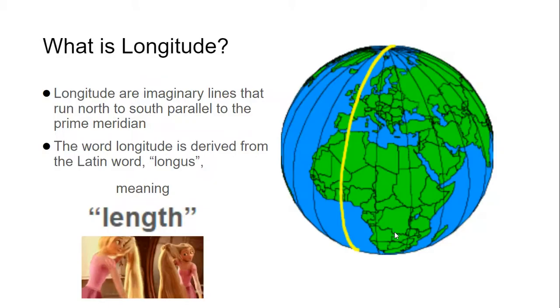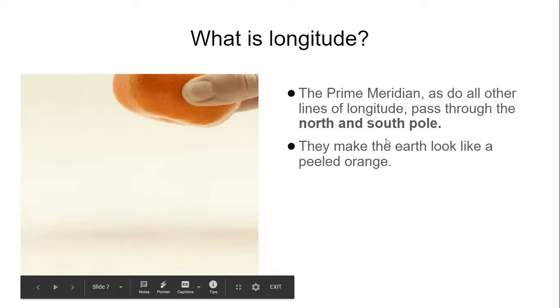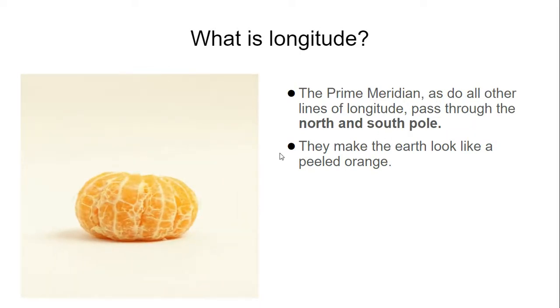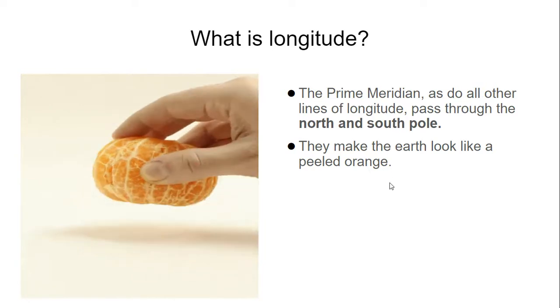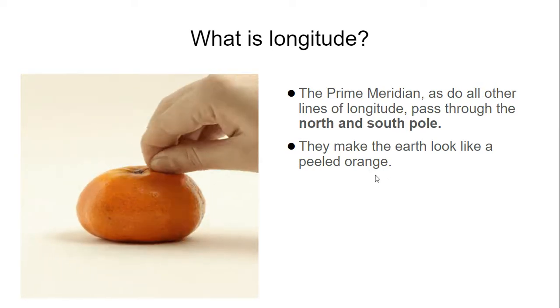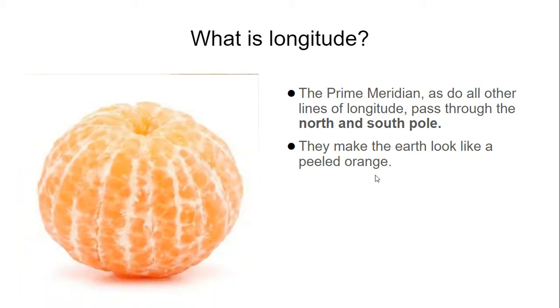So another way that you can remember the longitude lines is remembering that it looks like an orange. If you look at this picture, it kind of looks like a peeled orange. The longitude lines kind of look like a peeled orange. That's because all the lines connect to the North and the South Pole. Each line goes to the North Pole and each line goes to the South Pole. And it makes the Earth look like it's a peeled orange, just like this.